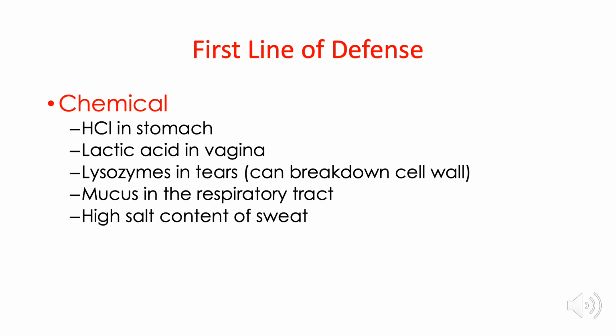Another example of chemical first line of defense is the lactic acid produced by the Lactobacillus acidophilus in the vagina. That's why in some disorders affecting the vagina, the problem starts with what? The loss of the acidity in the vagina, secondary to the death of the Lactobacillus acidophilus. Lysozymes in tears, which can break down bacterial cell wall.